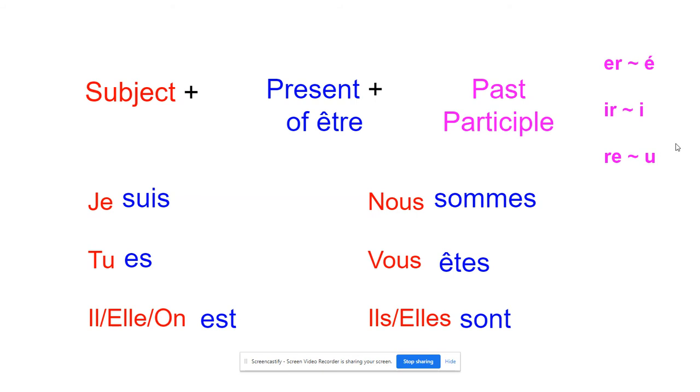The reason I said you were halfway there, if you knew this part of it, is because there is one more component when we conjugate in the past tense with the present of être, and that is that your past participle has to agree in gender and number with the subject. So this is the part that's new, and this is the part that's going to take the most practice. Okay. Well, what do I mean by that?